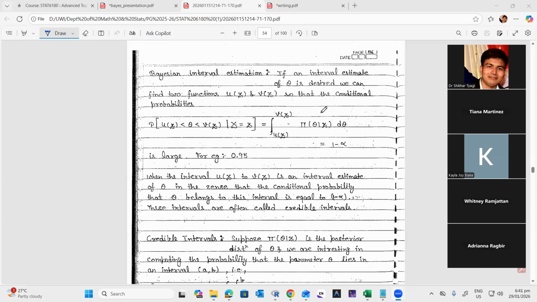All right. So the formula of the credible interval is basically the probability that theta will lie between u(x) and v(x), given that the experimental data or the observations are provided. You will find the integral over the range u(x) to v(x) of the posterior distribution with respect to the parameter theta, which should equal 1 minus alpha, that is usually taken as 0.95.